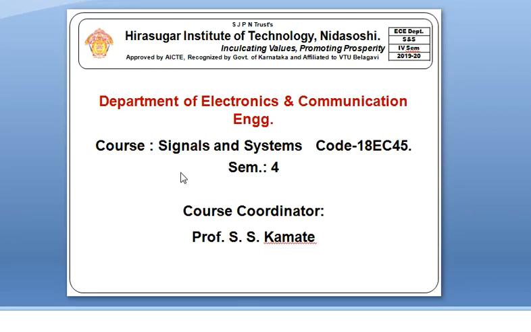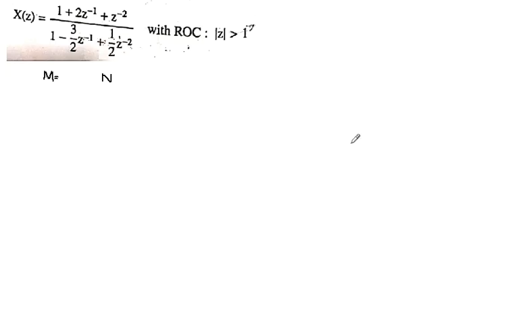Let's find the inverse Z transform when the numerator power and denominator power are almost the same, or if the numerator's power is larger than that of the denominator. Let's see this problem. Here the numerator power m is equal to 2 and the denominator's power n is equal to 2.